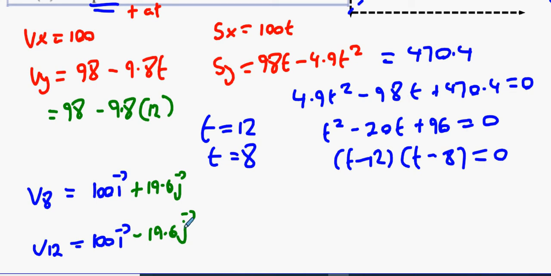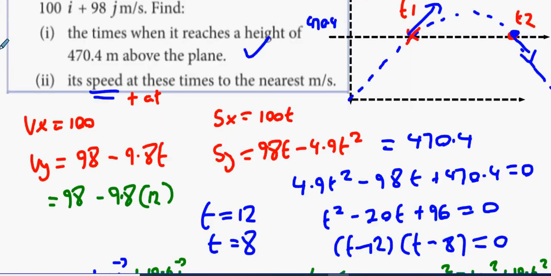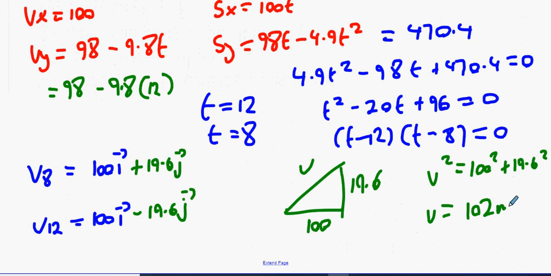I think I have to combine them into the hypotenuse for the speed. What I have here is the velocity. I don't have the speed. So we'll go for 100, 19.6, and then call this V, and V squared equals 100 squared plus 19.6 squared. And then somebody tell me the answer for that. 102, to the nearest meter per second. All right, 102, and we're done.